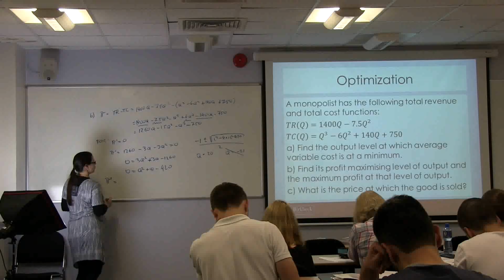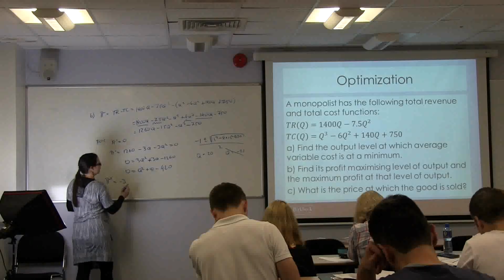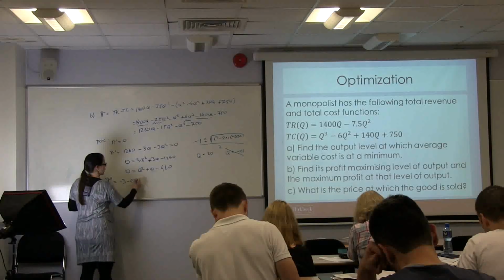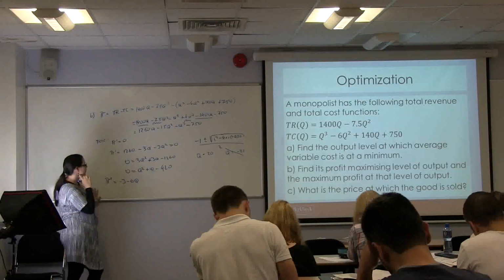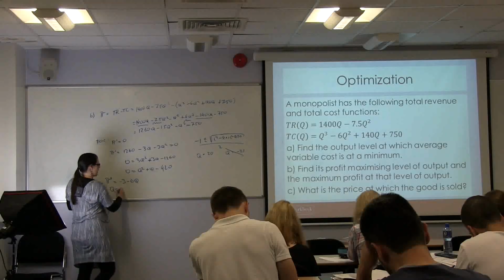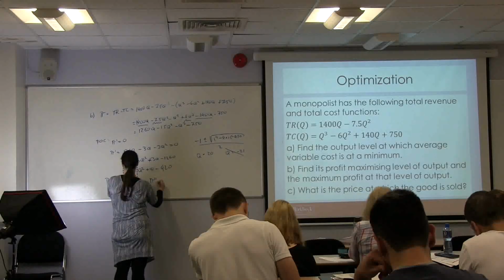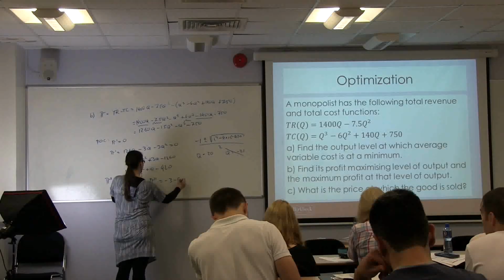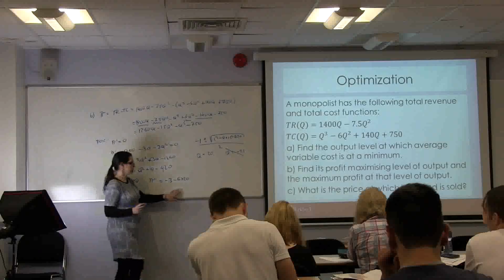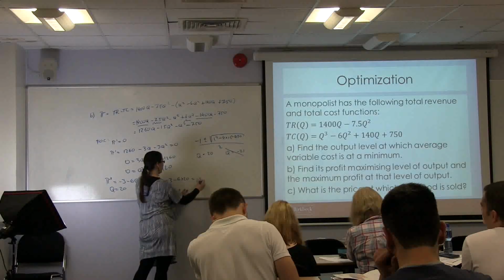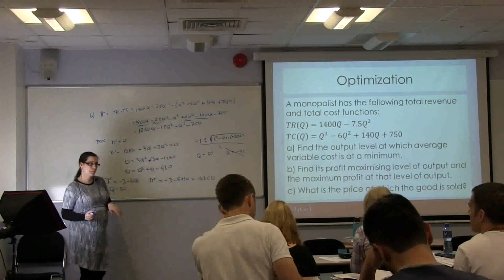So the second order derivative is minus 3 minus 6Q. And when Q is 20, then this second order condition will become this. And what can I tell about this? Yes, it's negative, so I'm happy.